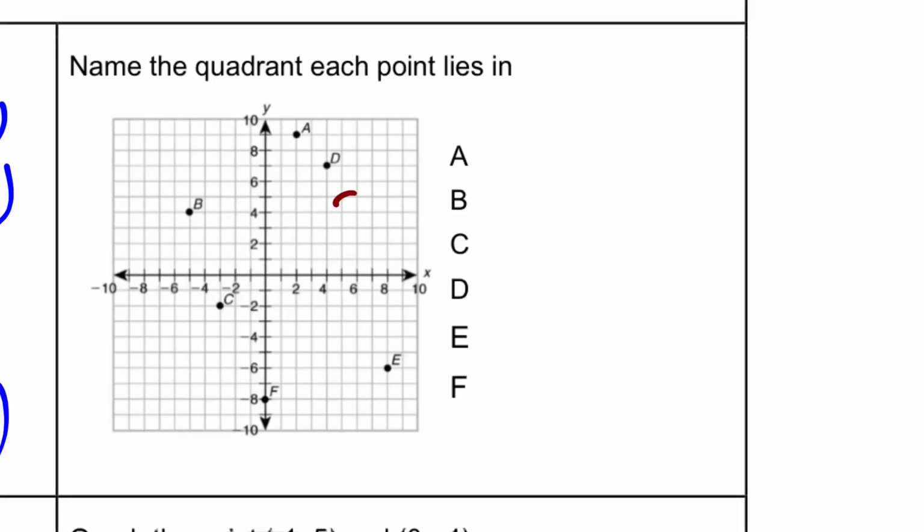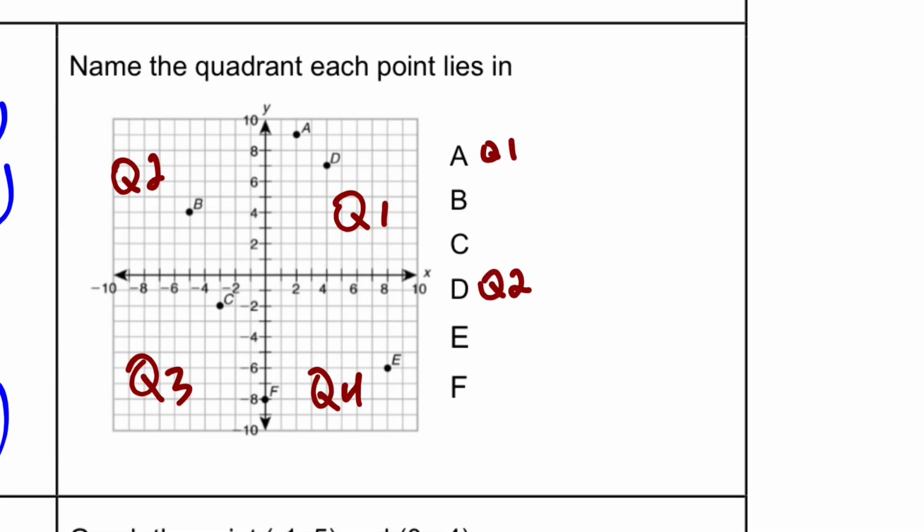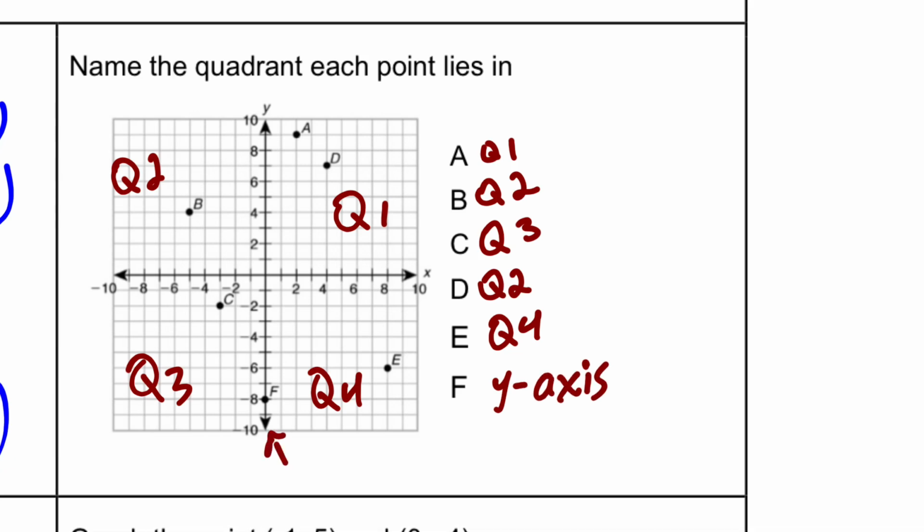For quadrants, this is Q1, Q2, Q3, and Q4. So points A and D are here in Q1. Point B is in Q2. Point C is in Q3. Point E is in Q4. And for F, we can say this is on the y-axis. That's what this is called. It's the y-axis. And similarly, this one would be called the x-axis. If points are on those lines, they're not in any particular quadrant. They're on the x or the y-axis.